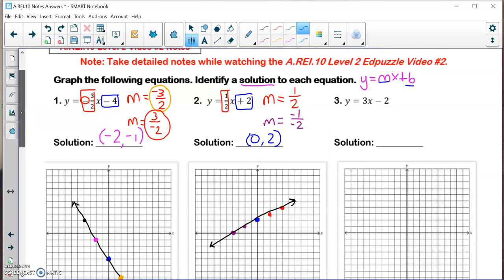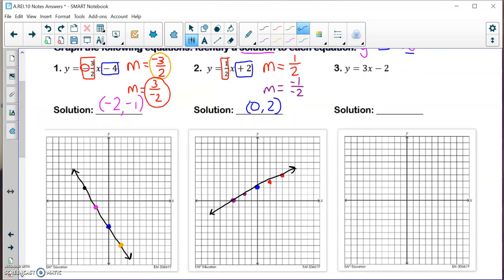All right, so number 3, we start at our y-intercept, which in this case is -2. Oops, it keeps jumping on me. There we go. So I'm going to plot a point on my y-axis at -2. And now I'm going to graph my slope.